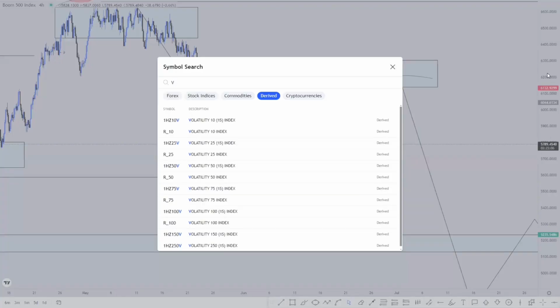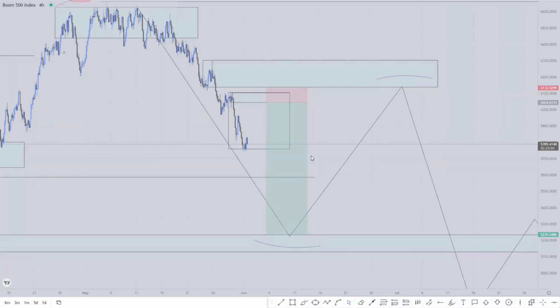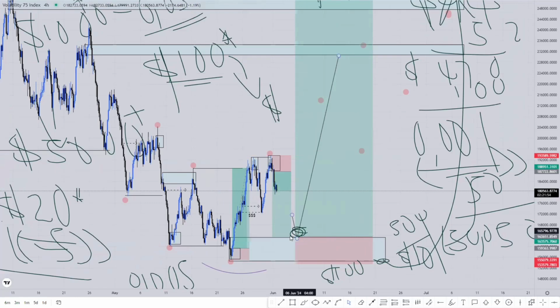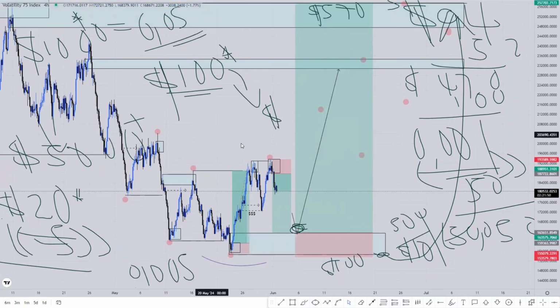If you don't have any money funded in your account, please fund even $20. Get $20, fund it. Once they tap into that level, you buy there and you hold. You don't need to exit anytime soon.